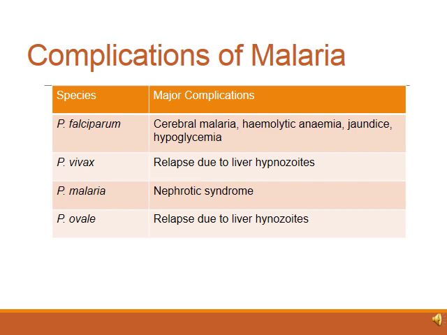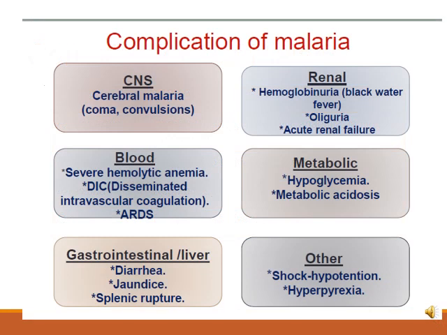Plasmodium ovale relapses due to liver hypnozoites and results in recurrent episodes of shivering and fever and chronic malaria. The complications of malaria: central nervous system involvement results in cerebral malaria, and it is manifested by convulsions and coma. The renal complications are very deadly and life-threatening. Hemoglobinuria results in black water fever, oliguria, and acute renal failure.